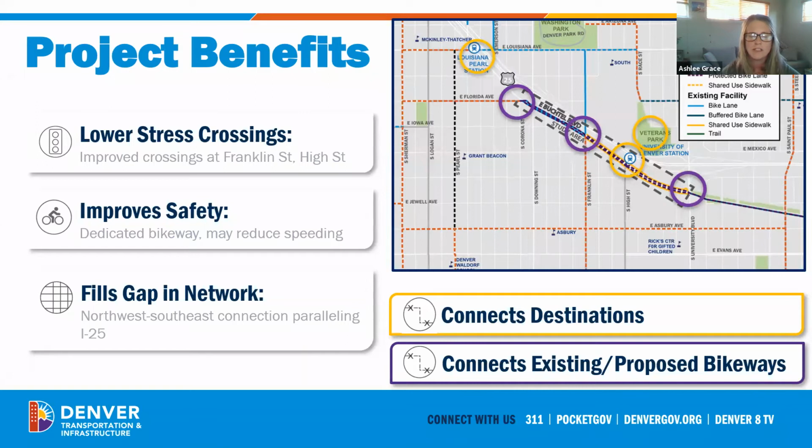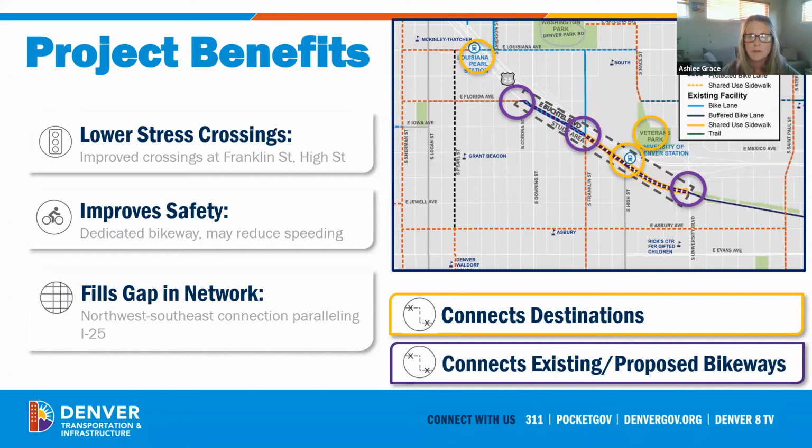We do see through these kinds of neighborhood bike facility projects that some of these treatments we put in the roadway will hopefully improve safety along the roadway. It usually tends to slow vehicular traffic. It helps fill a gap in our network that we are working to build out.